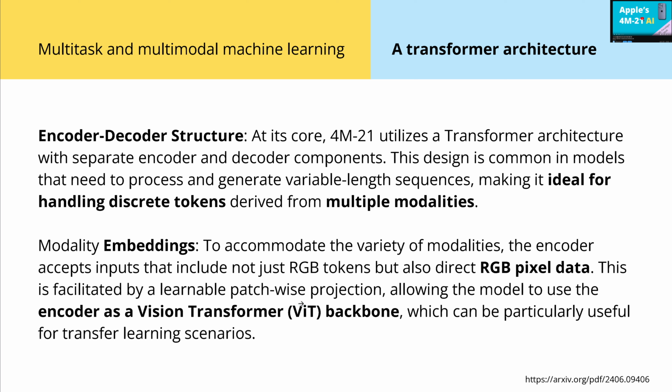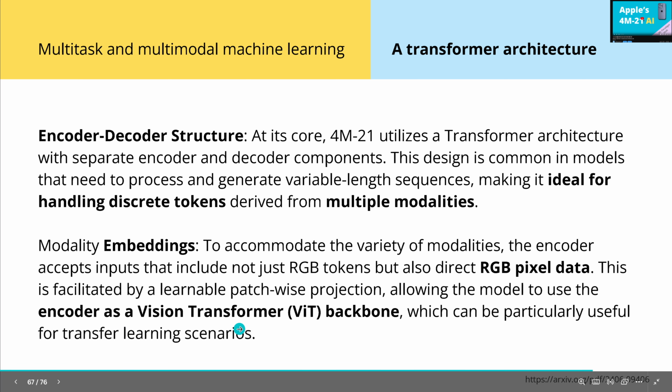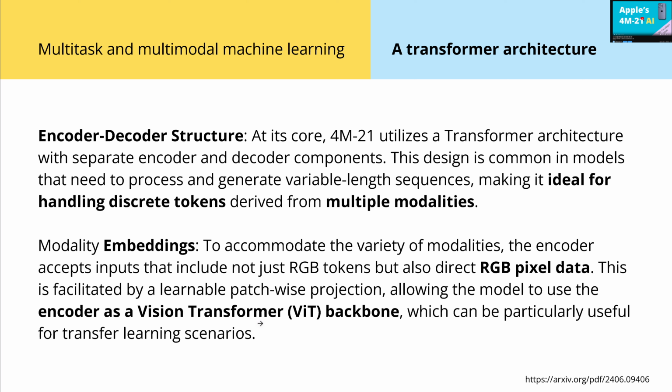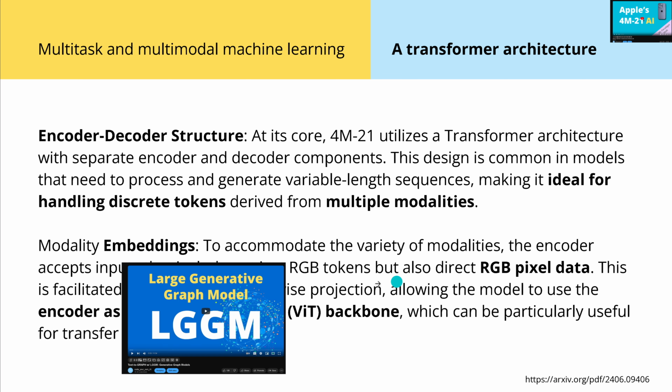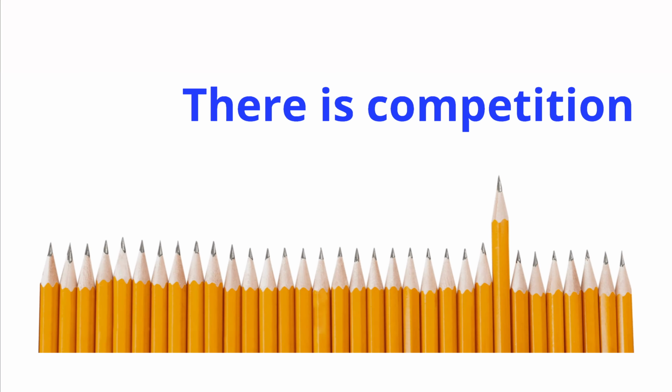Now you remember the video where we're talking about our LGGM, our large generative graph models. They were based also on a vision transformer backbone, but now they are even simpler because they have a discrete tokenization. So what is the idea? Simple. Put the discrete tokenization here, and more or less this should give us the architecture inspired by Apple to build our new hybrid model.